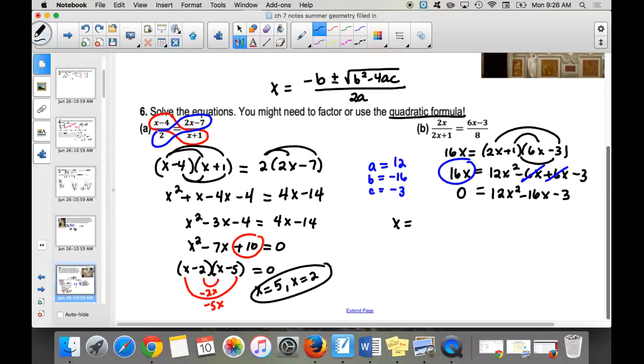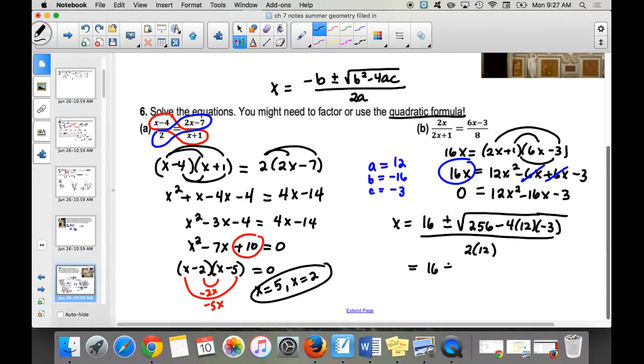So when we do this, we have negative b, so negative 16 is 16, plus or minus the square root of b squared. So negative 16, when I square it, becomes 256. It's always positive there, because the negative is being squared as well. Minus 4 times 12 times negative 3, all over 2 times 12.